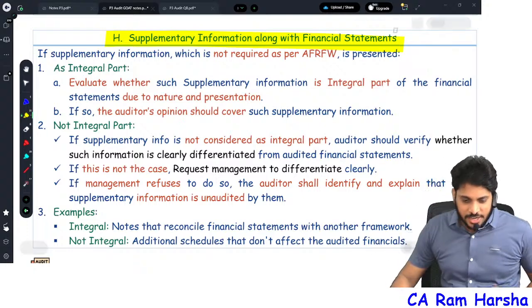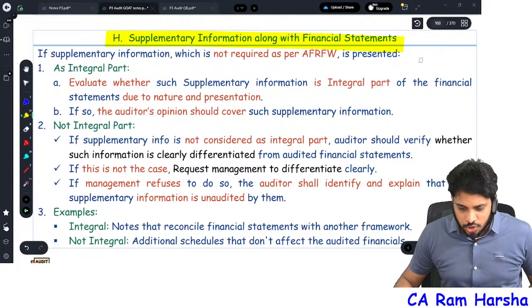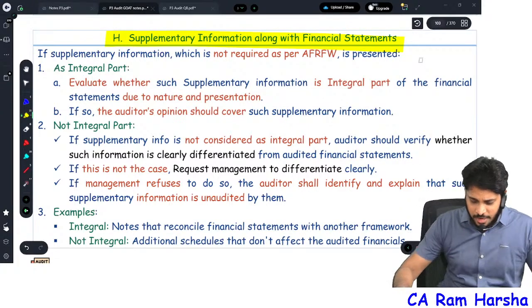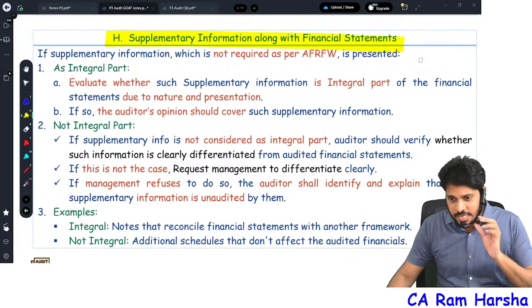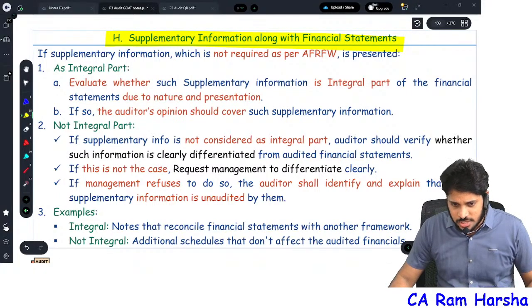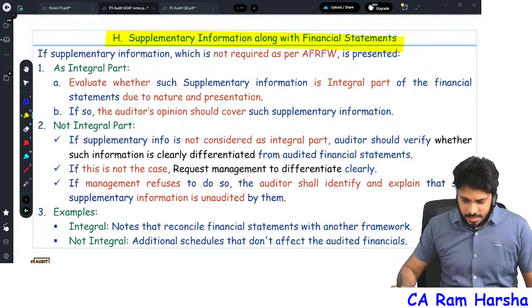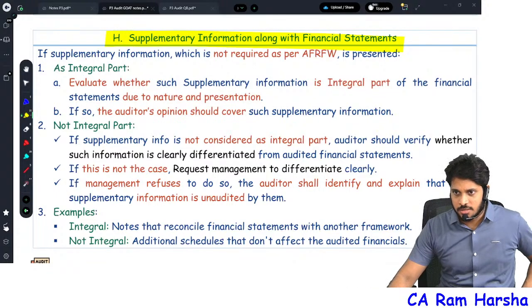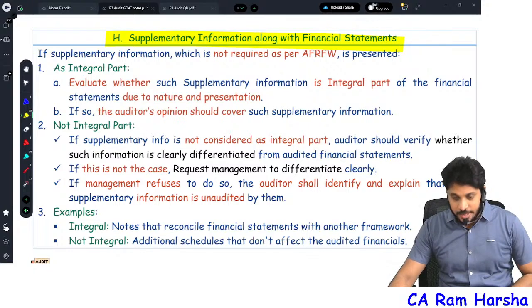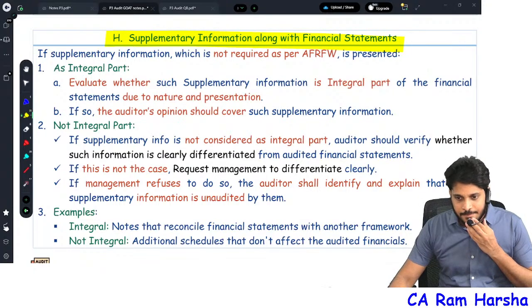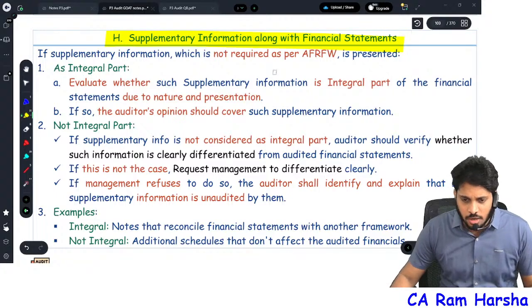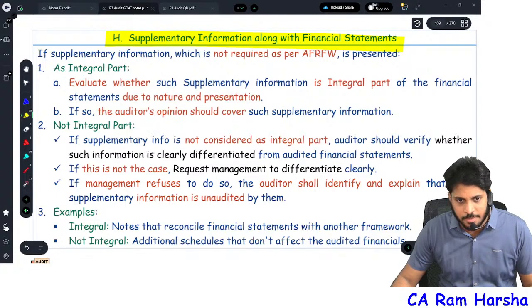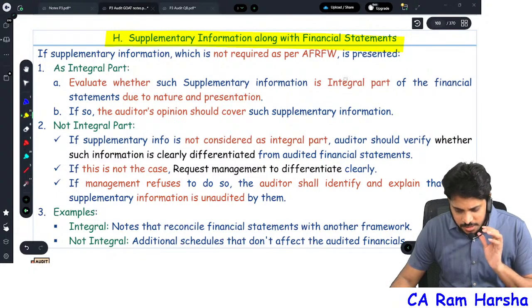So let's continue the balance audit report topic. If you recollect, we have already completed almost 11 standards in the previous sessions. Now let's continue the discussion of the remaining standards that were there as part of the syllabus.